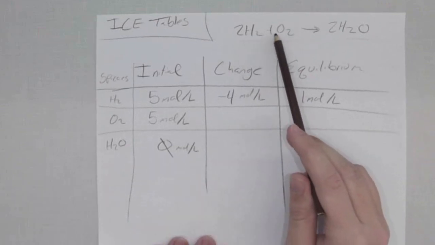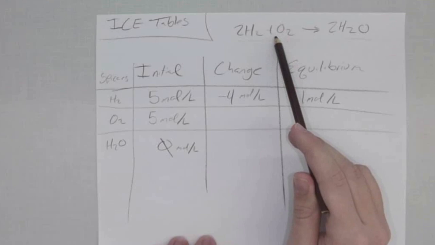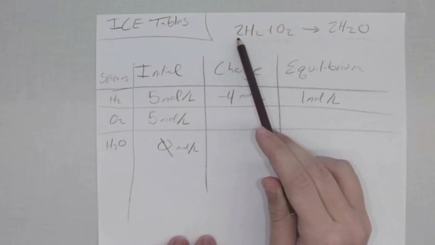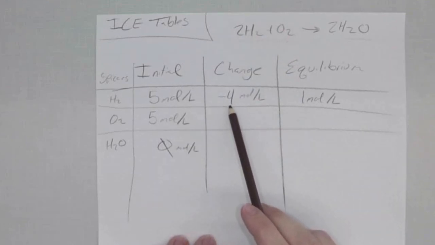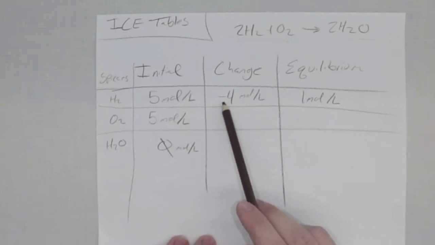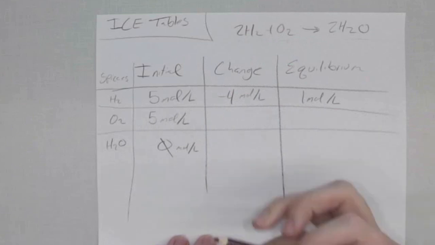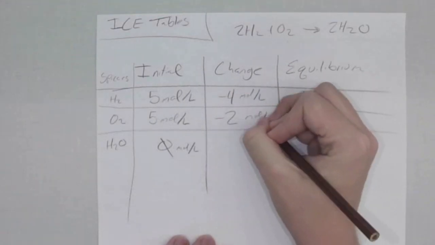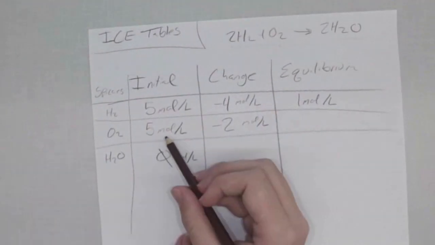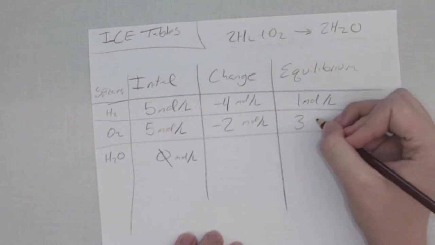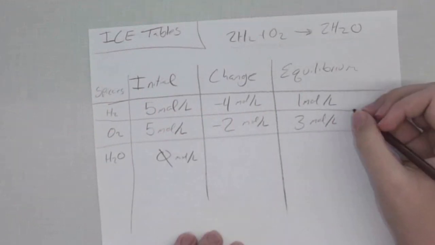So we know for every 1 mole of oxygen that is consumed, 2 moles of hydrogen is consumed. So if we know that we are consuming 4 moles per liter of hydrogen, that means we would consume half as much oxygen. In this case, that would be -2 moles per liter generated of oxygen. And then if we subtract those, at equilibrium, we then have 3 moles per liter of oxygen.